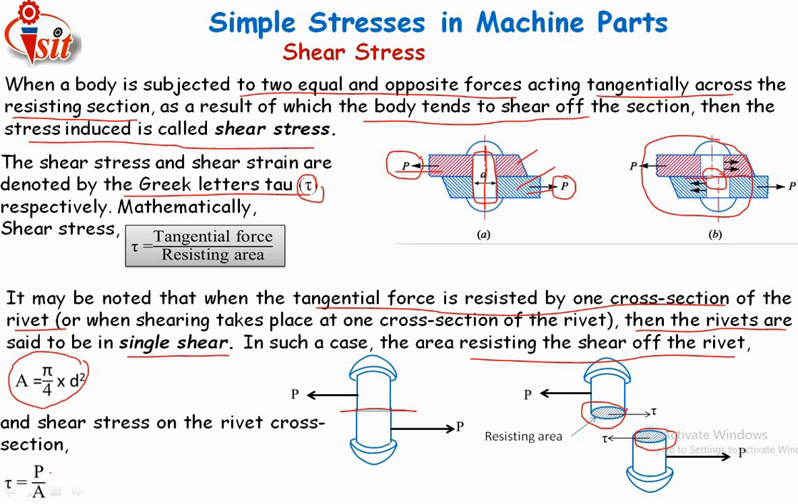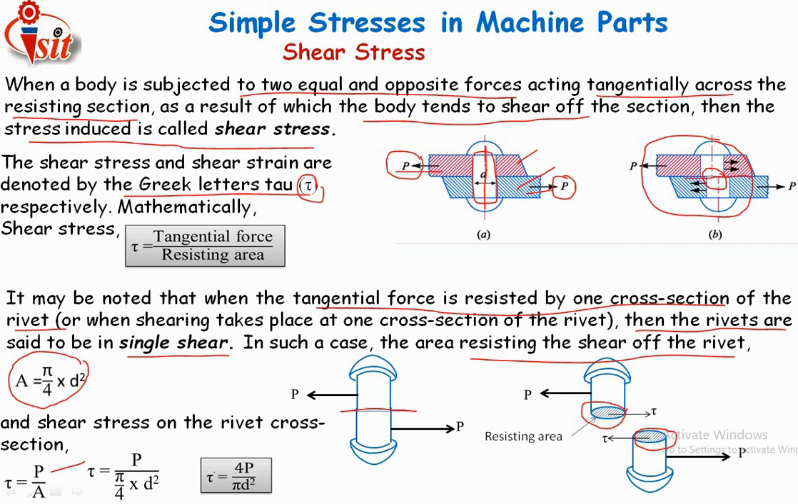So tau is equal to the applied force, that is the tangential force, divided by the resisting area. Now this is the resisting area. So we can write tau is equal to P, the applied force, upon pi by 4 d square. So this is the shear stress induced in this rivet section due to the application of this tangential force P. From this we can determine the stress induced by just arranging these terms: tau is equal to 4P upon pi d square.